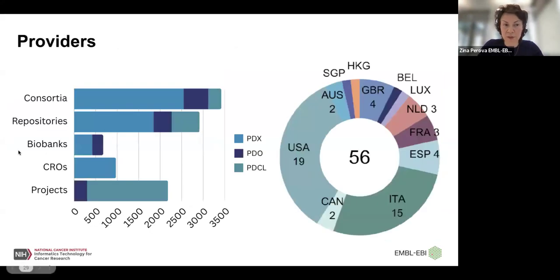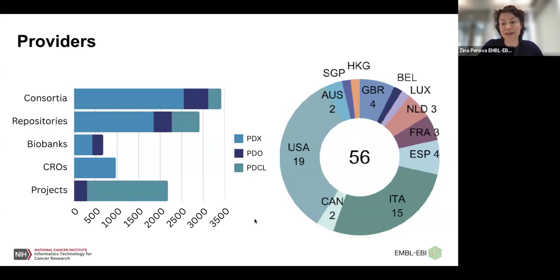Our providers include large consortia, repositories, biobanks, contract research organizations, and individual projects. And you can see a breakdown per model type in this graph. And currently we have 56 models from 56 providers from all over the world. Most of them come from United States. We also have a large fraction of models from Europe, and also from other parts of the world, several providers from Australia, Singapore, and Hong Kong.